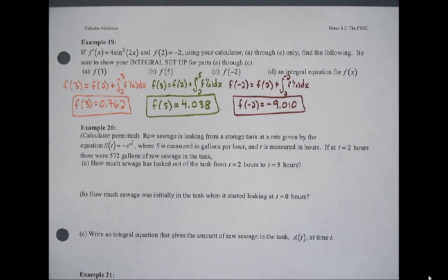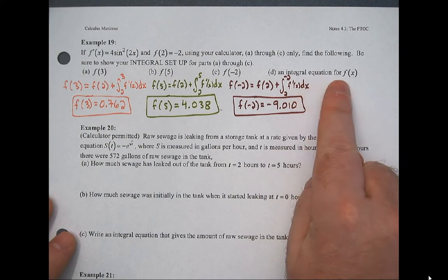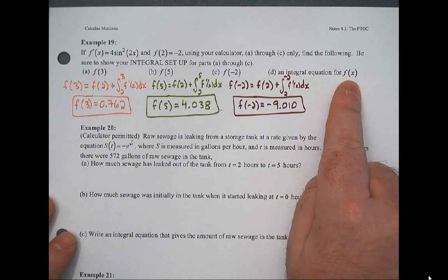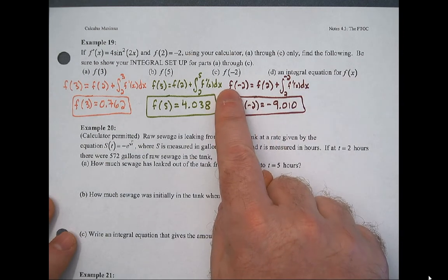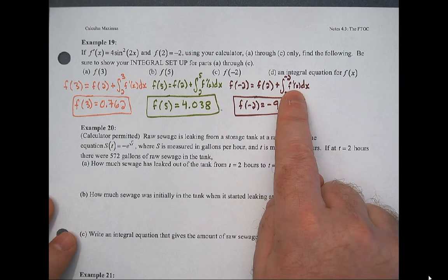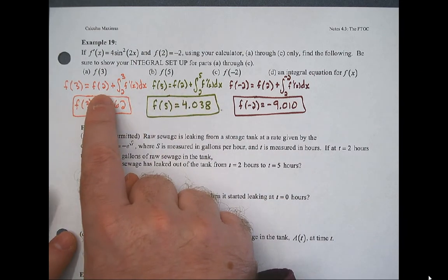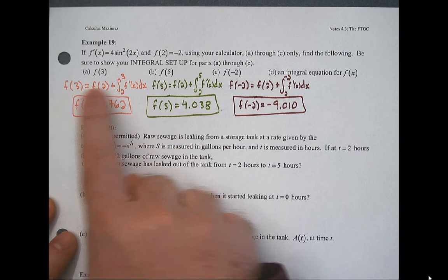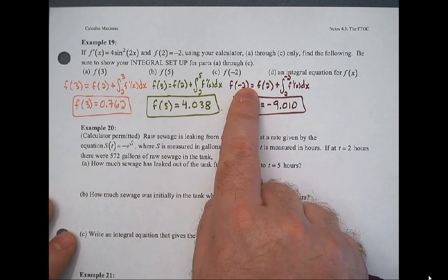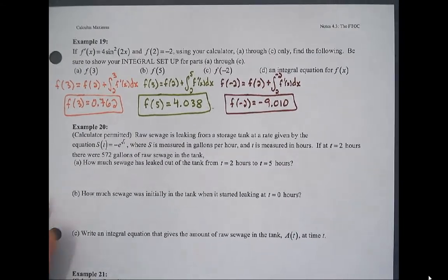Okay, this last step then: make an integral equation for f of x. So this was the equation for f of negative 2, this was the equation for f of 5, and this was the equation for f of 3. Look at what changed when we switched from 3 to 5 to negative 2 and try to generalize that into an equation. Pause it, give it a whirl.